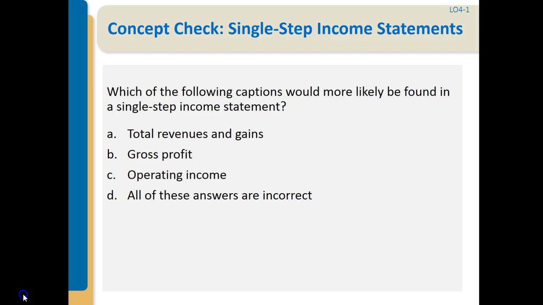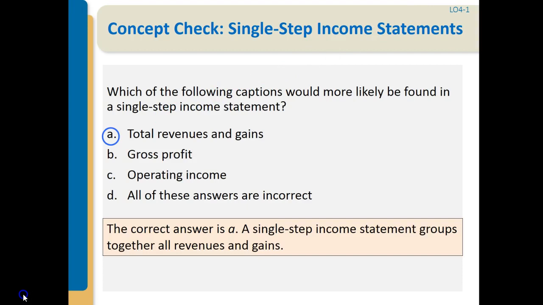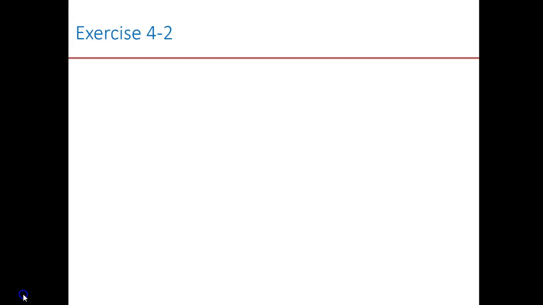Which of the following captions would more likely be found in a single step income statement? Would it be A, total revenues and gains, B, gross profit, C, operating income, or D, all of these answers are incorrect? Well, A would show, as the income statement groups together all revenues and gains.